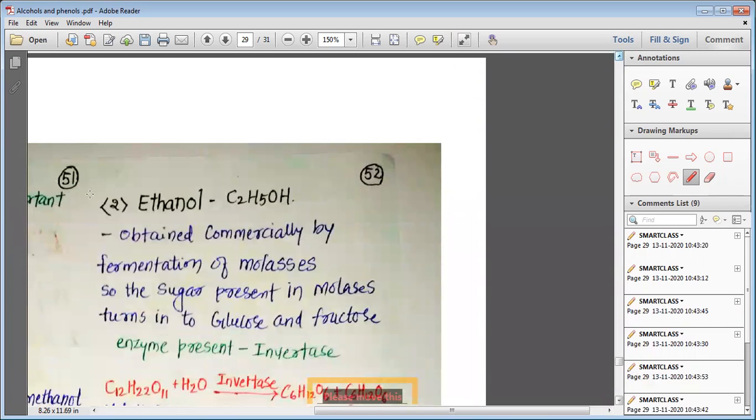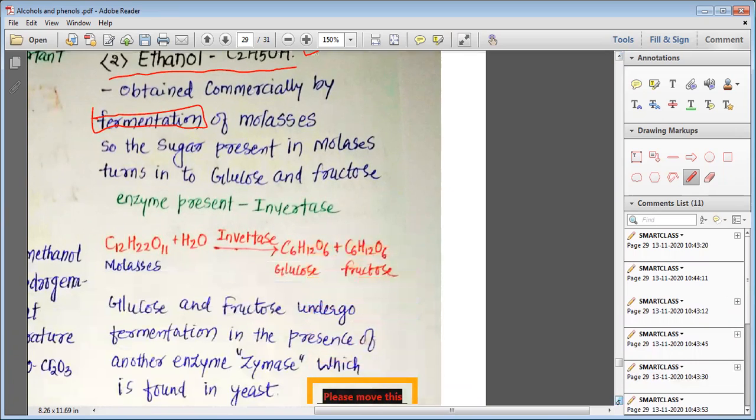Now, my dear students, we are going to study an important alcohol, known as ethanol. Ethanol is obtained commercially by the fermentation process. Fermentation of molasses generally takes place. This molasses is full of sugars. So the sugar present in the molasses turns into glucose and fructose.